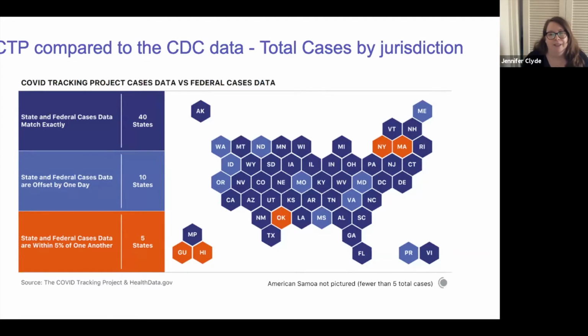And we actually have outreach to those states, or those jurisdictions, and so hopefully a couple of those differences might get cleared up soon. But even in those states, places with differences, they're very small. And all the details are in the post also.